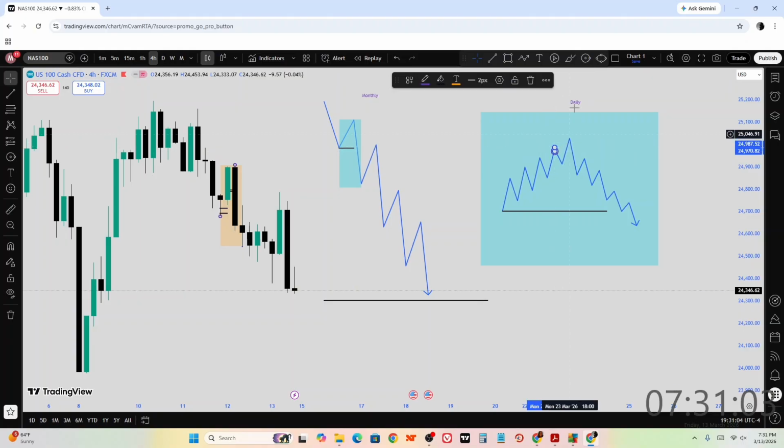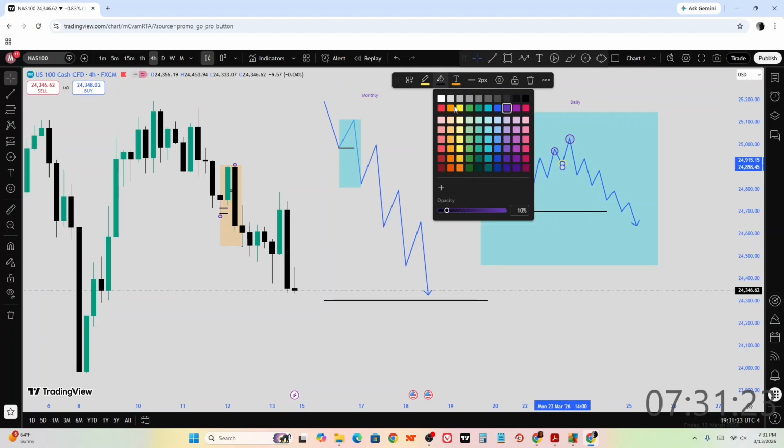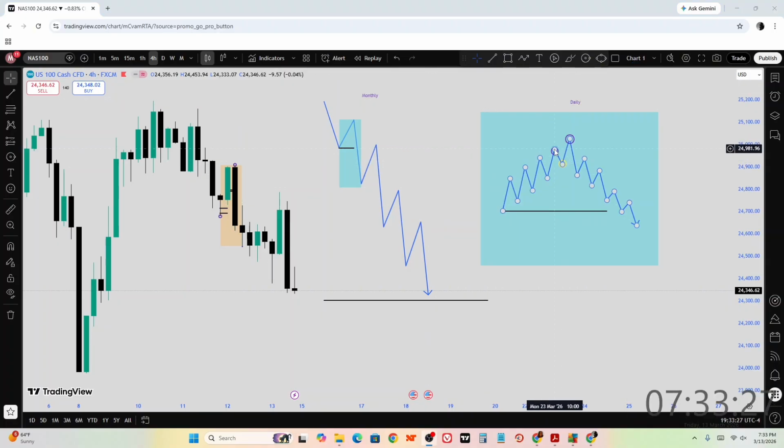High, low, higher, higher. I'm gonna make this yellow. So we have a high, low, higher high, and what happens? Price breaks that low. Now we're in a bearish market structure.